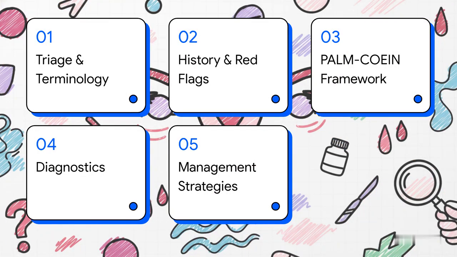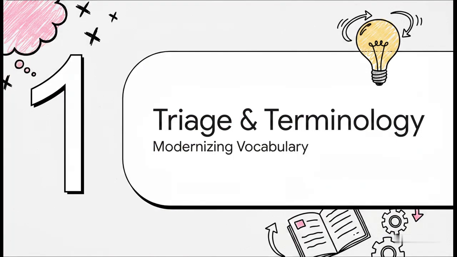So here's our roadmap for today's clinical rounds. We'll start with triage and terminology, then move on to history and red flags, dive into the PALM-COEIN framework, look at diagnostics, and finally wrap up with management strategies. Let's jump right in. Section 1. Triage and Terminology, Modernizing the Clinical Vocabulary.